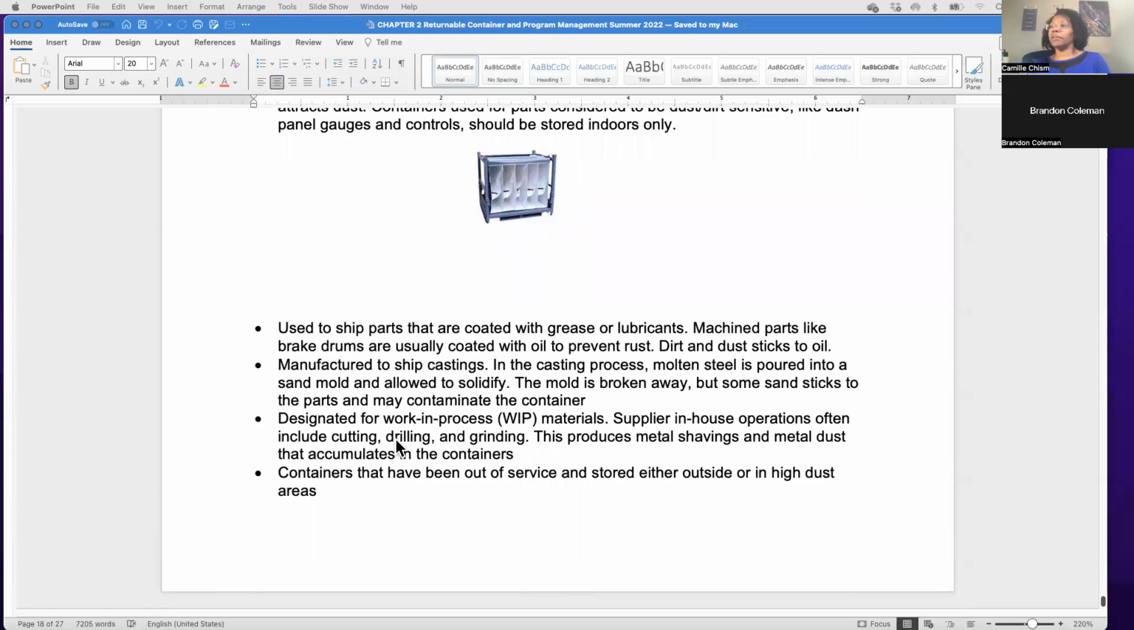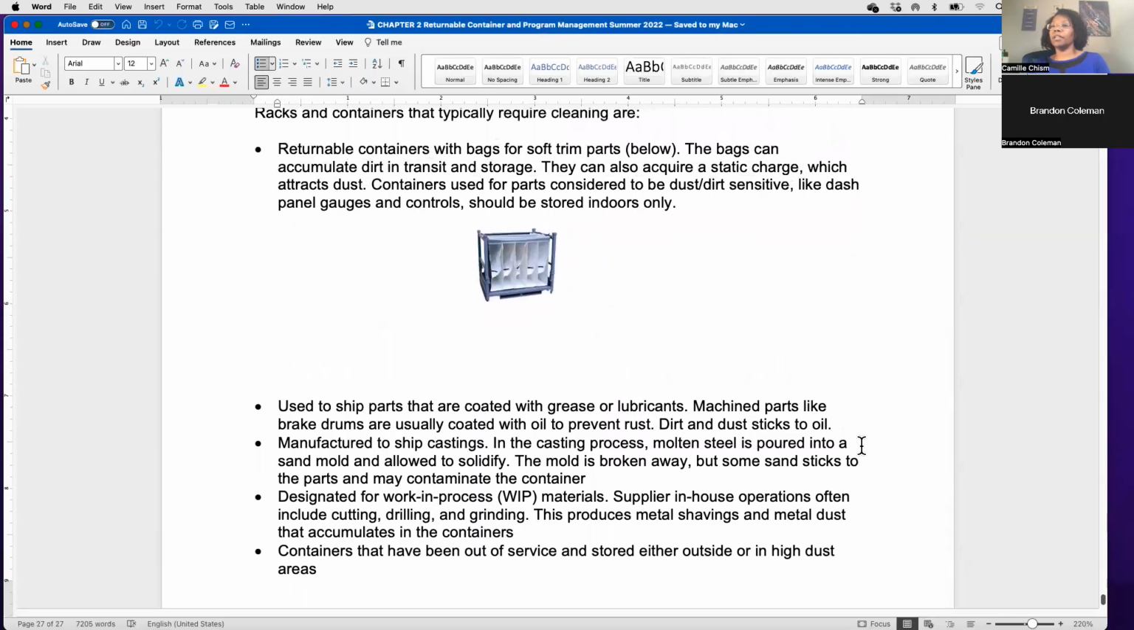I've been in a facility where they actually try to clean the totes, and that didn't work too well.